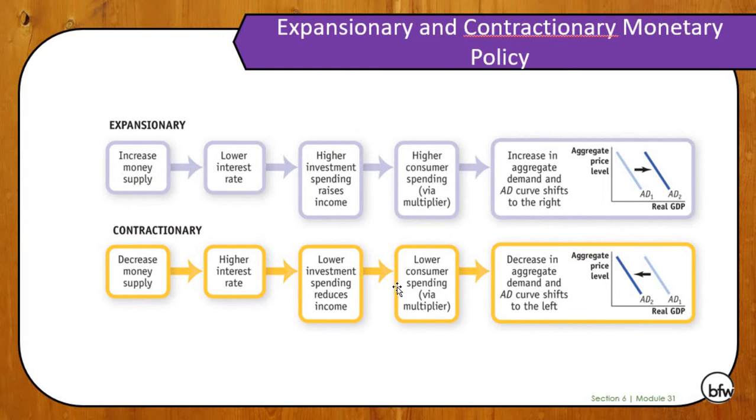You should already have this drawn, but if you don't, draw this chart on the back of your paper. The increase in money supply leads to a lower interest rate, leads to higher investment spending, which raises income, which leads to higher consumer spending via the multiplier, which then will increase aggregate demand. If we go back to our aggregate demand, aggregate supply graph, contraction of monetary policy is going to have the exact opposite effect.